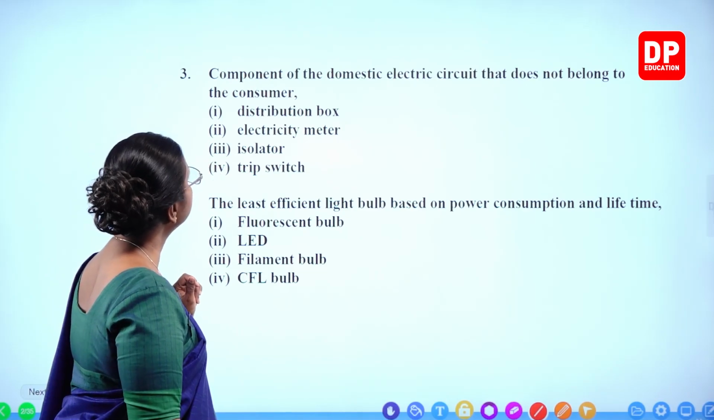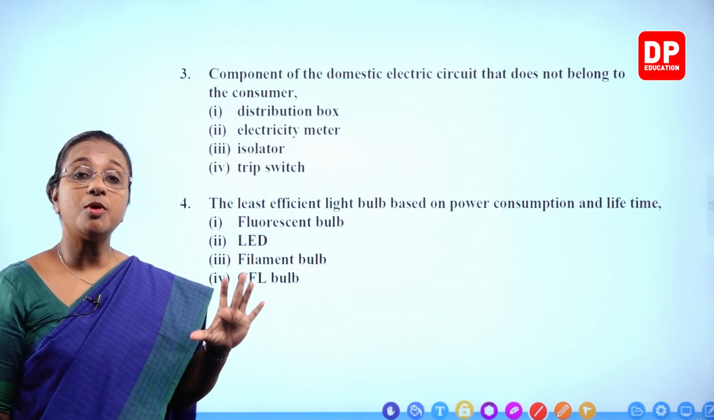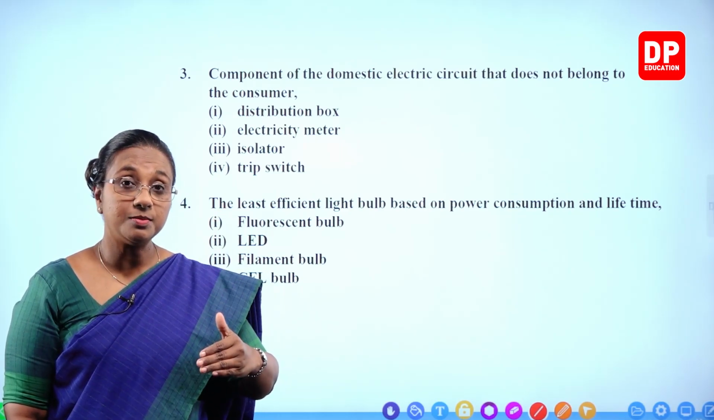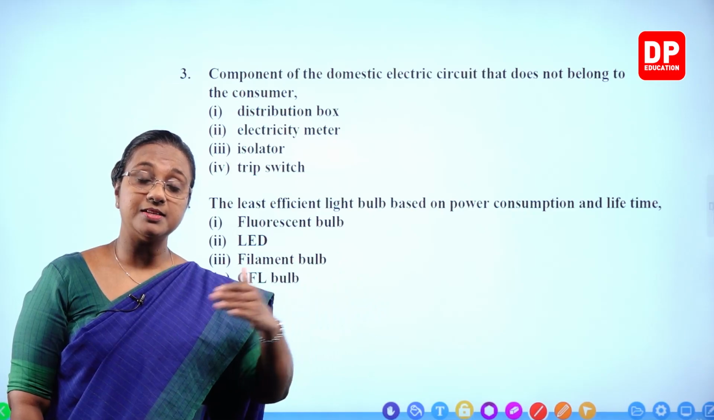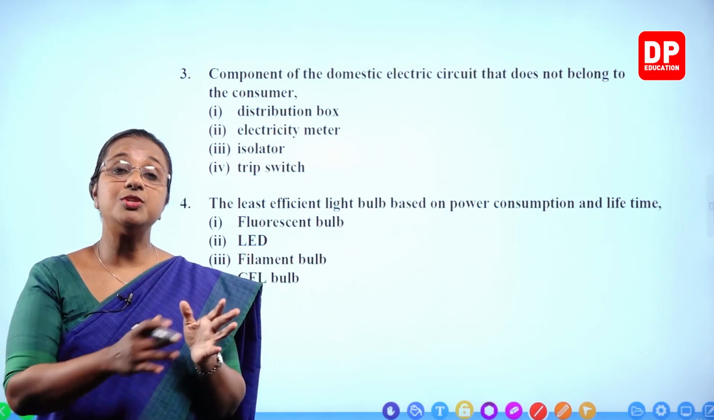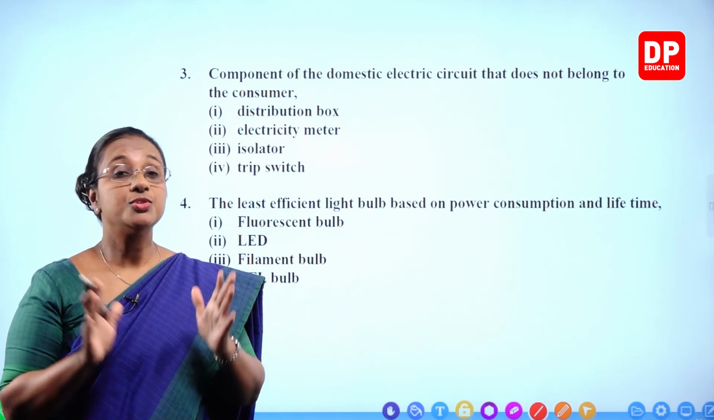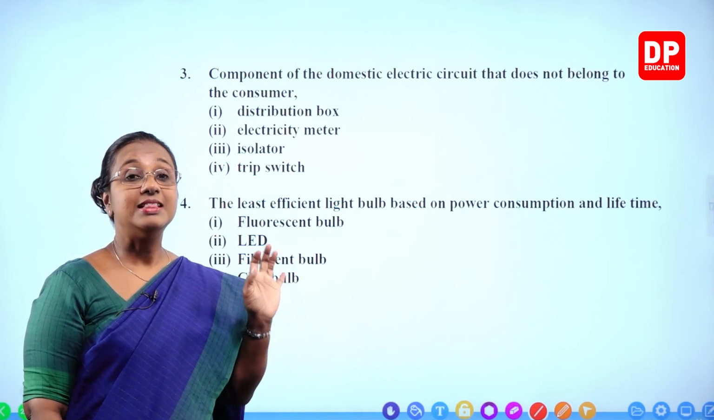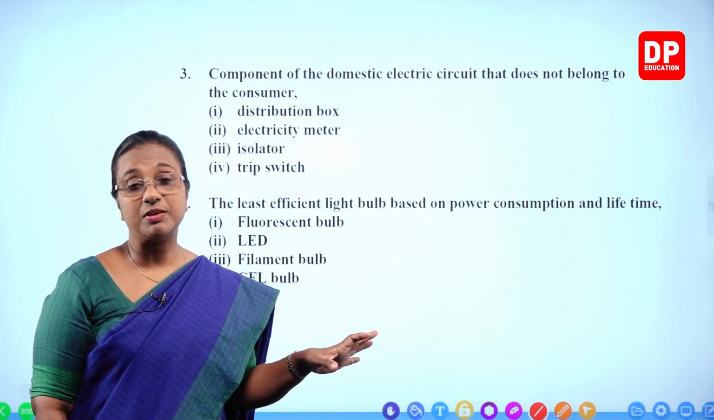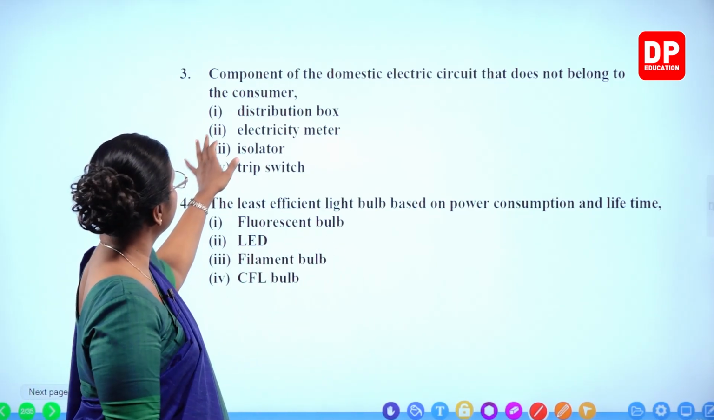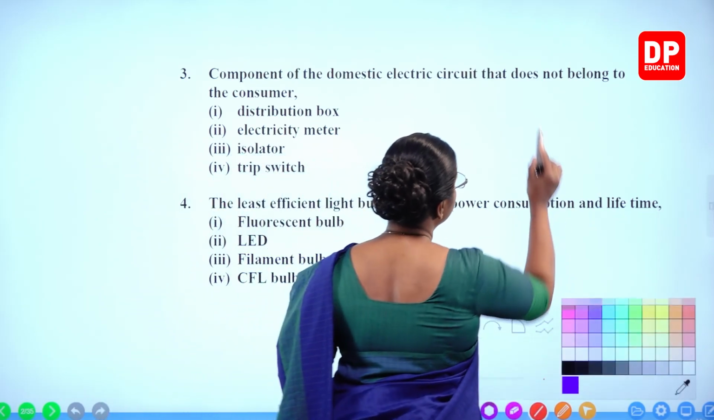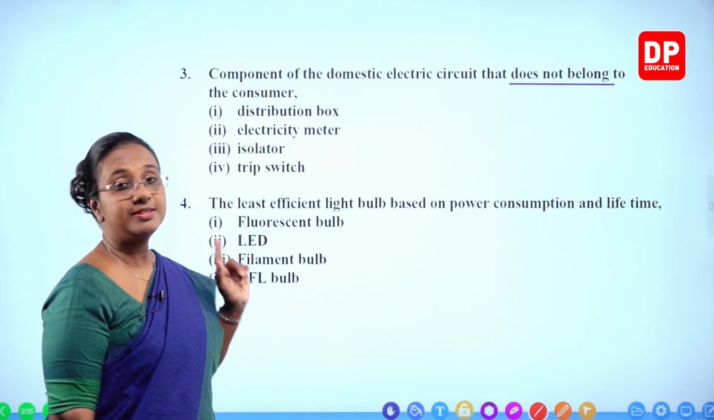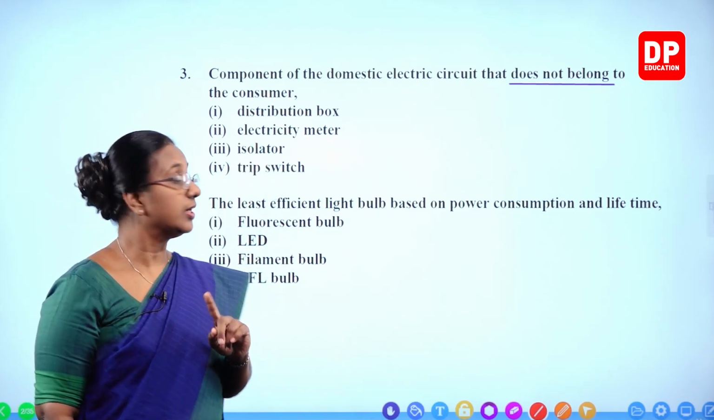So, here distribution box. Distribution box contains the MCBs, miniature circuit breakers. Using the distribution box only, electricity is supplied to different parts of the household. So, that belongs to the consumer. Then we have the electricity meter. That belongs to the service provider. So, that does not belong to the consumer. Look at the question. Does not belong to the consumer. So, electricity meter does not belong to the consumer.